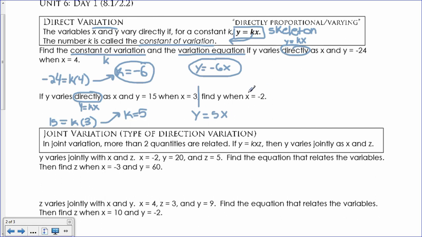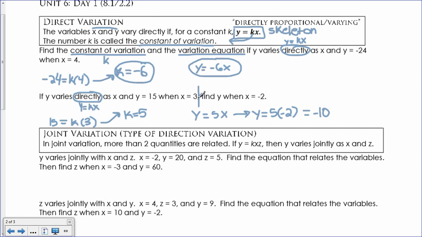So now if we plug in this extra x equals -2, then the only thing we're missing is y, and so we can solve for it really easily. So to solve for y, I would have y equals 5, the value of k, which we found already, and then times -2, because that's what they said x was. And if I just do a little bit of mental math again, I get that y is equal to -10.